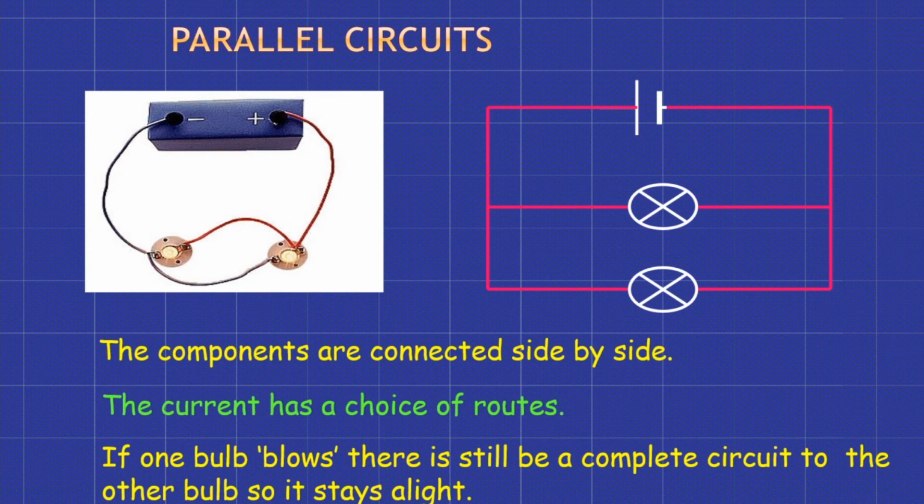While in parallel circuits, the components are connected side by side. The current has a choice of routes. And if one bulb blows, there is still a complete circuit to the other bulb, so it stays alight.